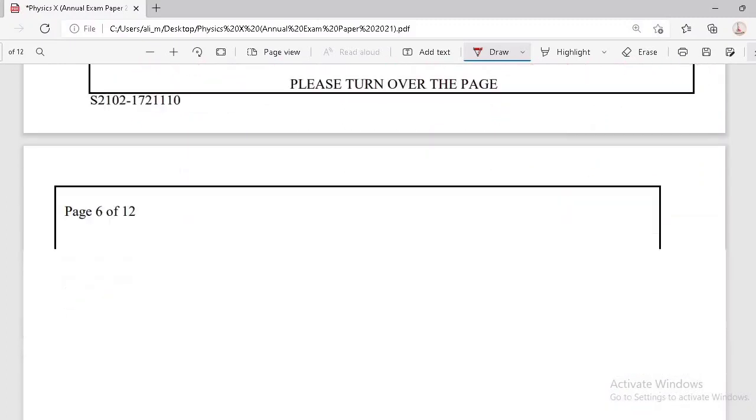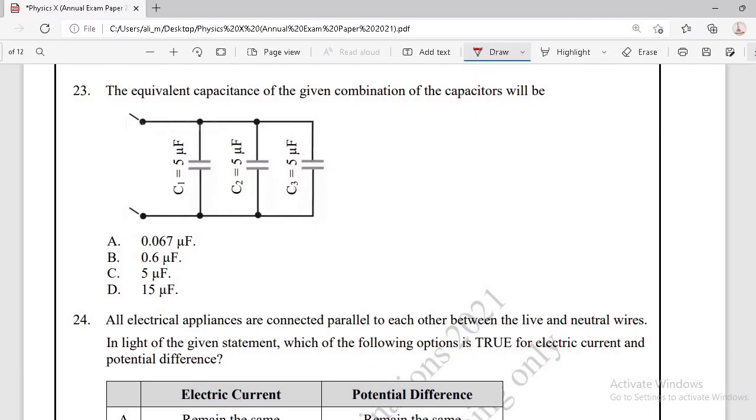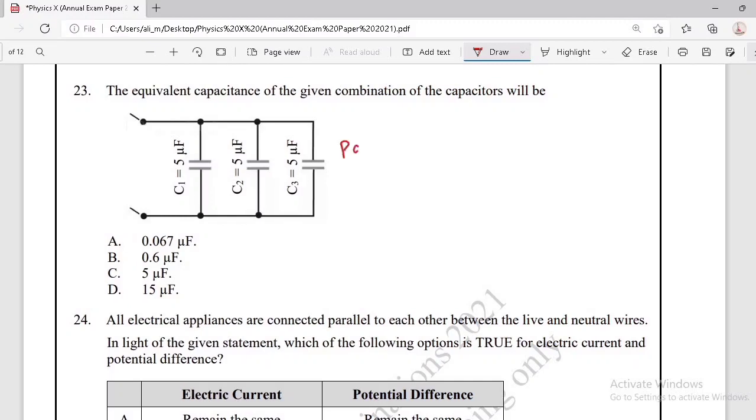Now let's come to question number 23. The equivalent capacitance of the given combination of capacitors will be. So as we can see, these capacitors are connected in parallel combination, and for parallel combination, total capacitance is the sum of all the capacitances. So the total answer would be 5 plus 5 plus 5, 15 microfarad. So the correct answer is option D.